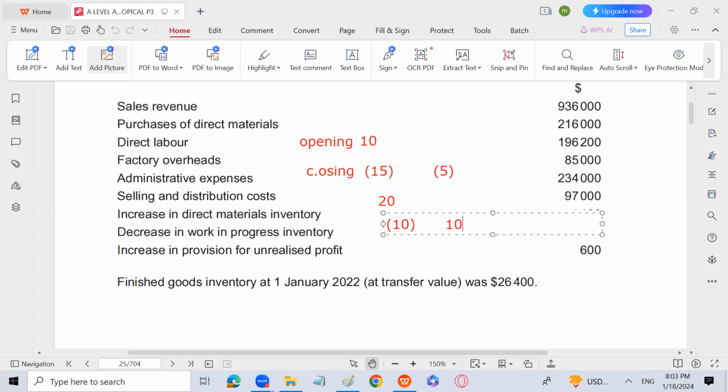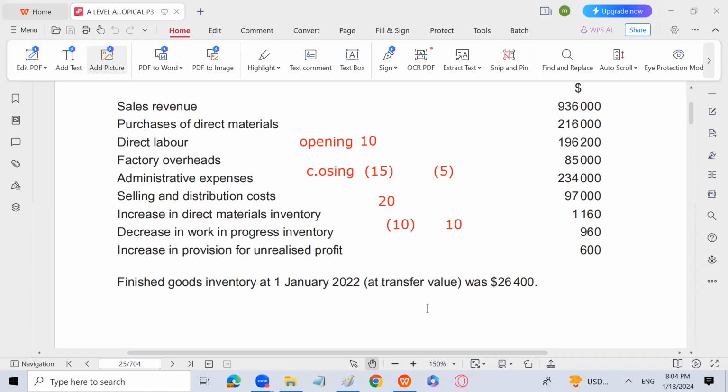Now let's move to the next point. The topic we are discussing is that we need to find finished goods closing inventory at the end, which is not given in the question. Sir, it is not given? It is given: finished goods opening inventory at transfer value 26,400. So we can find the factory profit out of finished goods opening inventory. We can take out the profit from this finished goods opening, which is given at transfer price, to find the cost of finished goods opening. But closing finished goods is not given.